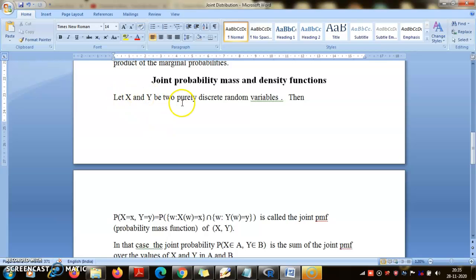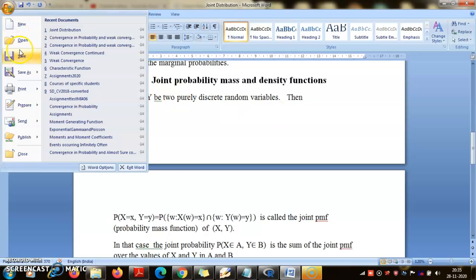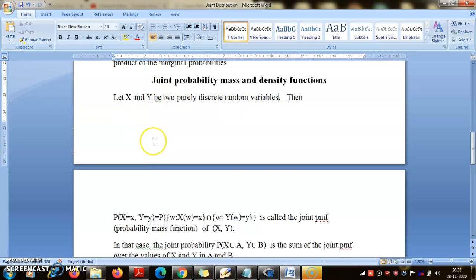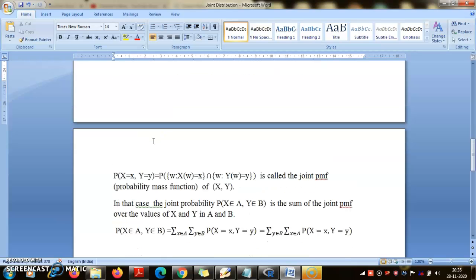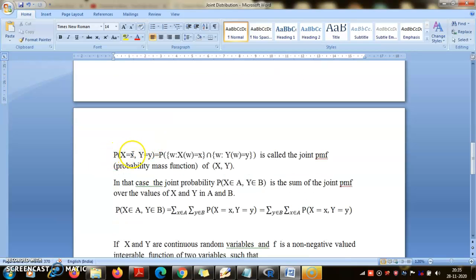So suppose X and Y are two purely discrete random variables. That is, they take finitely or countably many values with probability 1. Then the probability that X equals x and Y equals y is the probability of the set of ω's for which X(ω) is equal to x, intersection the ω's for which Y(ω) is equal to y.